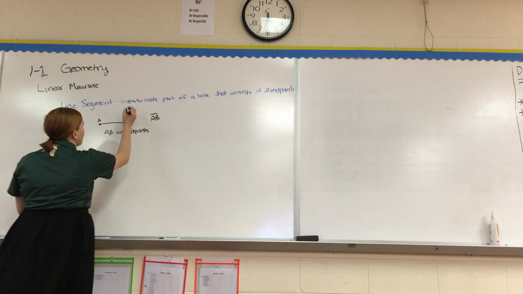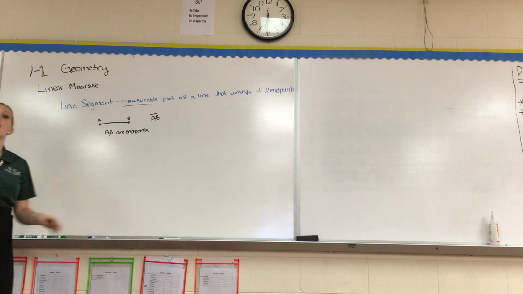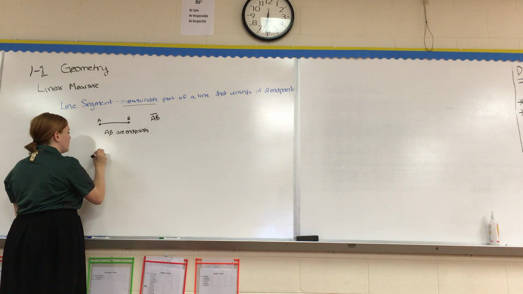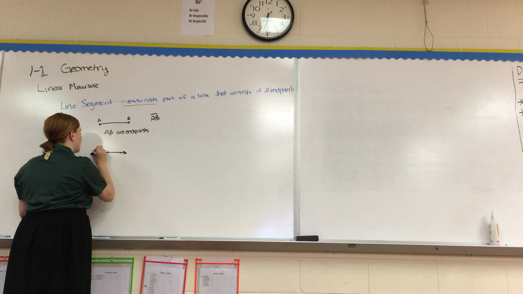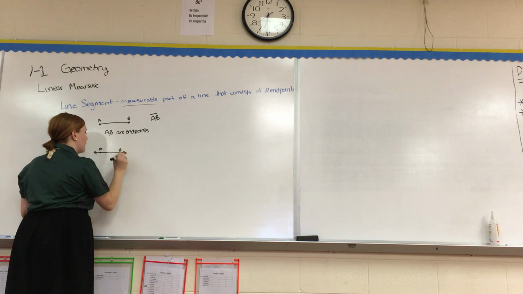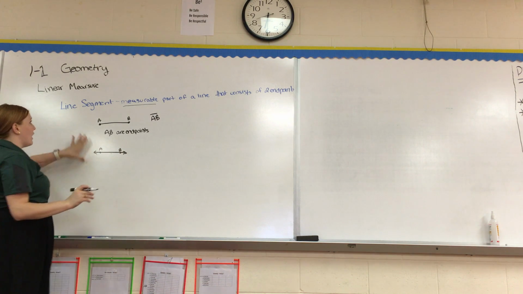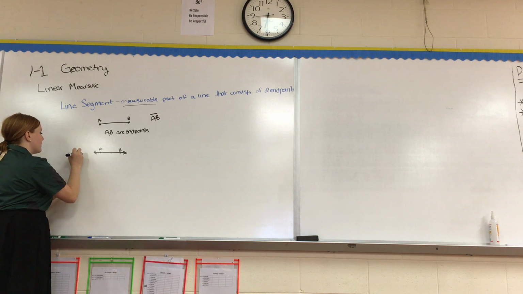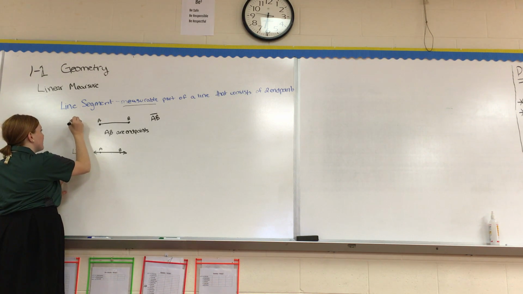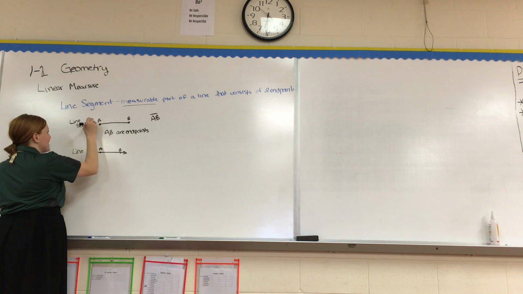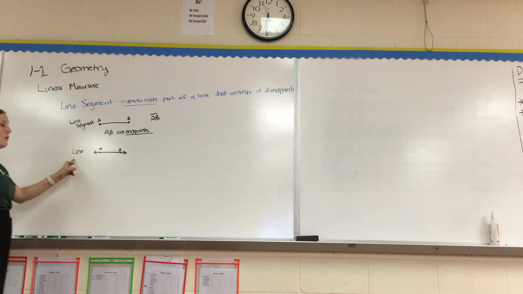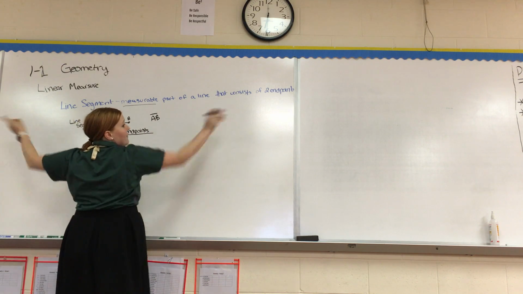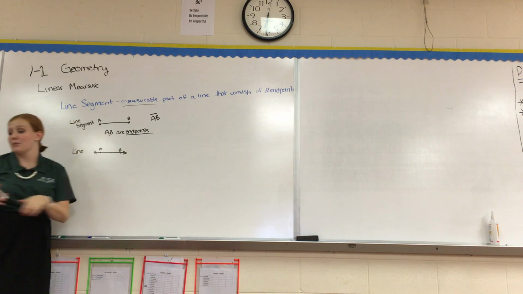Line segments are measurable. That is a key. Let's say we have a line AB. Yes, a line has points A and B. But the difference that separates a line from a line segment is the fact that a line segment has endpoints. I can't measure this line because it goes forever in both directions.